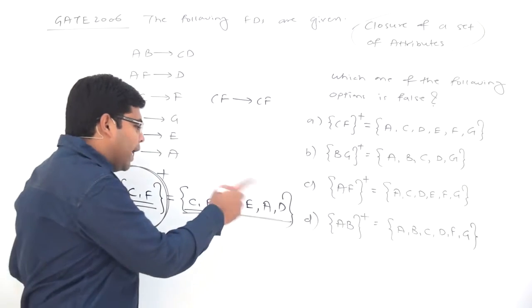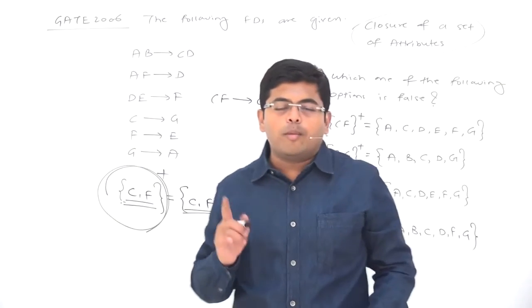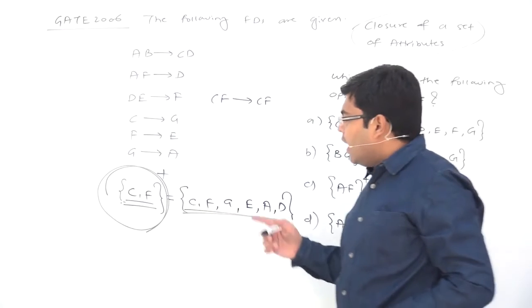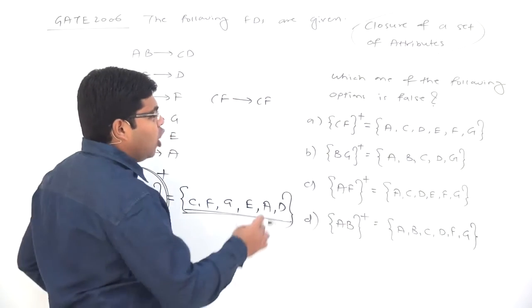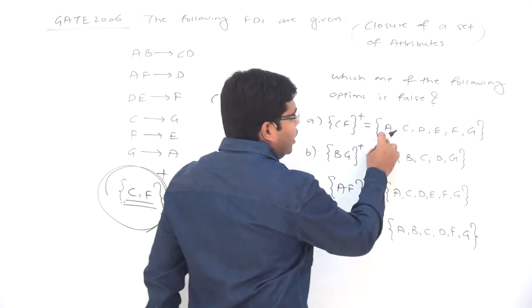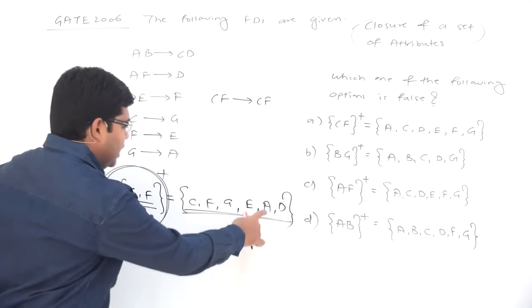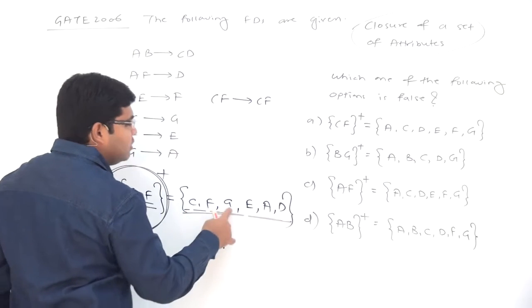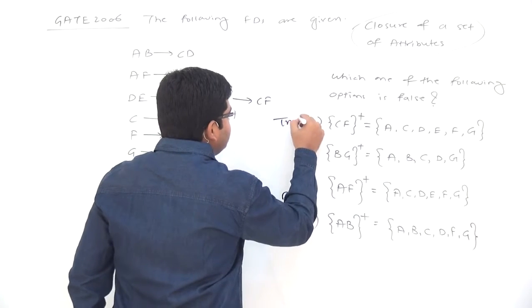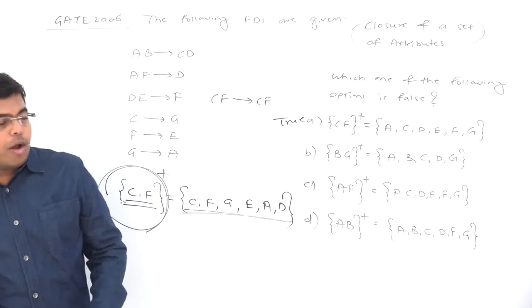So you go on adding the attributes till no more attributes can be added, and therefore we can see that option A, CF closure is equal to A, C, D, E, F, G, is true. Let's check other options.